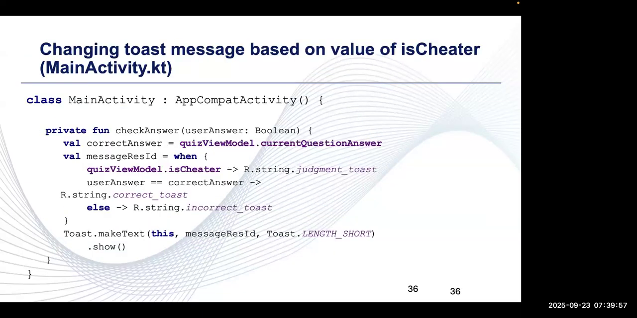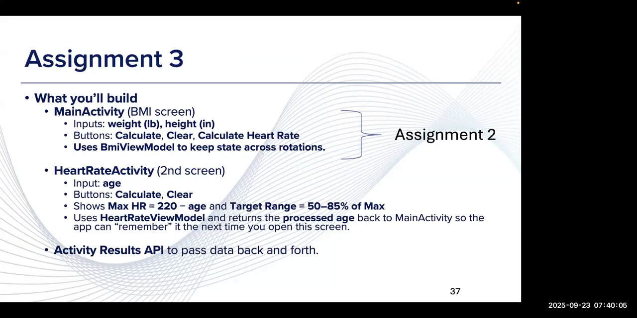So that is it, as part of the content of how we're going to get assignment 3 started and going. So then, talking a little bit about assignment 3. For assignment 3, what you'll build, the main activity is the BMI screen. And in here, we have the inputs, so this should be working now. We have weight, height, and then we calculate, clear, and the calculate heart rate. And then we're using the BMI view model to keep the state across rotation so that your information doesn't disappear.